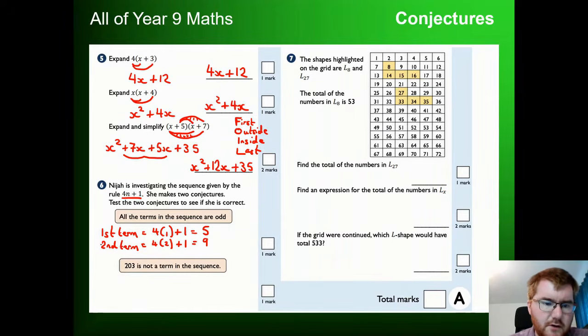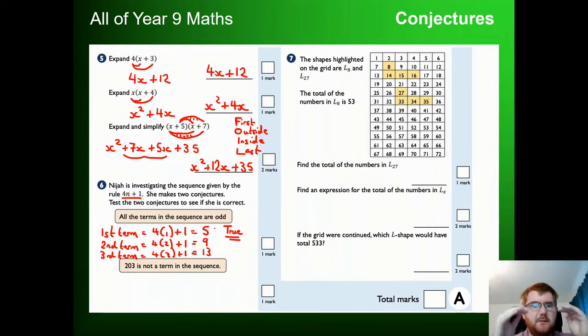So that's also odd. And if we just do the third term to check, do 4 lots of 3 plus 1, that's equal to 13. That's also odd. And we're going up in 4s, so it's always going to be odd. So yes, that is true. Just by showing the first sequence of numbers, 5, 9, 13, you can carry on, of course, 17, 21, and you'll see each term is odd.